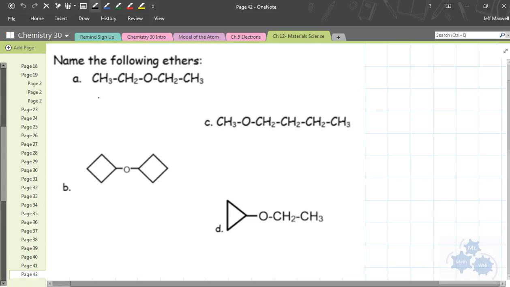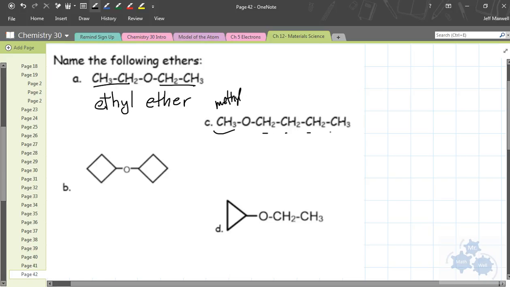Alright, so the first one should be pretty straightforward. I think maybe even this was an example here, but it's meth-eth, right? So it's ethyl ether, correct? Ethyl ether, you got that? Good. So here, this group is a methyl group. 1, 2, 3, 4, what's that? Butyl group. Which one comes first alphabetically? Nice. Butyl, methyl ether. Correct? Okay, you liking that?